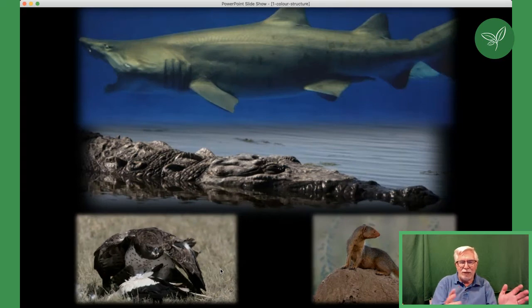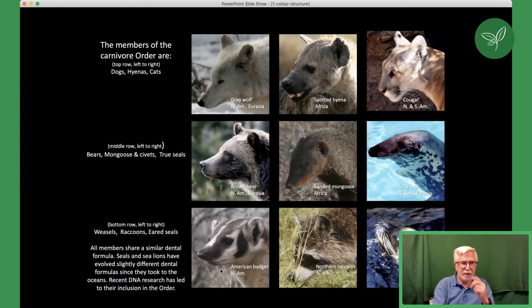All of these animals are predators. We would call them carnivores, but true carnivores is actually a designation for certain types of mammals. These are all meat eaters. So the shark, the crocodile, the eagle, and the mongoose are all meat eaters. And they all have fairly sharp teeth or a sharp beak, something to tear with. These are all true carnivores.